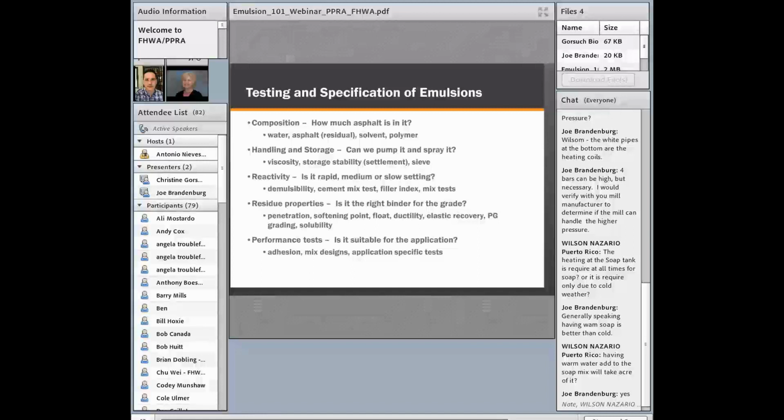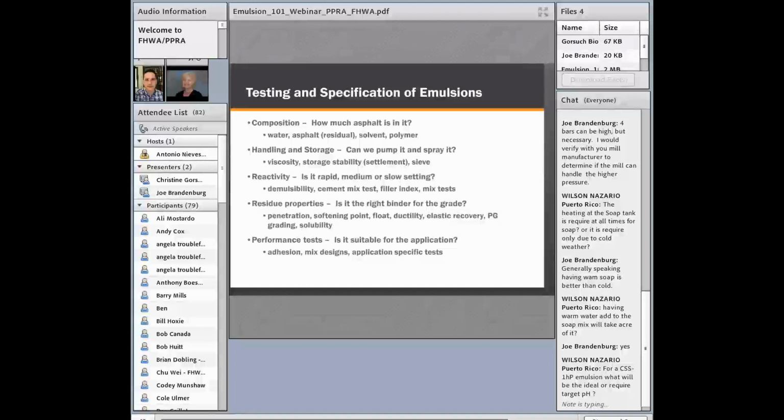Storage stability or settlement, so that's how the asphalt stays homogeneous when we store it. Like we don't want the particles to be settling out, so we don't want a lot of settlement. That's what that test measures. And the sieve is important. So in that test, we pour the emulsion through a screen and we see, are there any bits or shots on the screen? We don't want a lot of sieve because if we have a lot of particles, that means the emulsion isn't stable, and when we try to pump it, we could gum up our pumps, and when we try to spray it, we can plug up our nozzles.